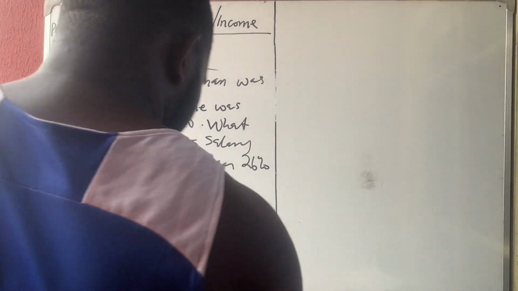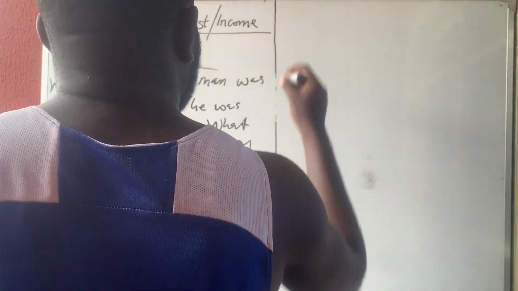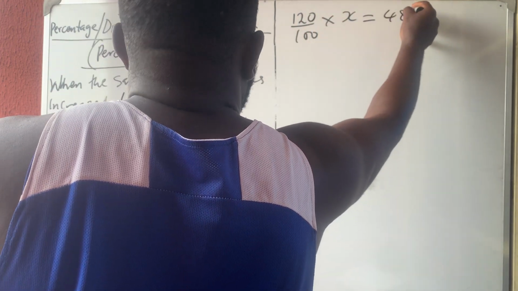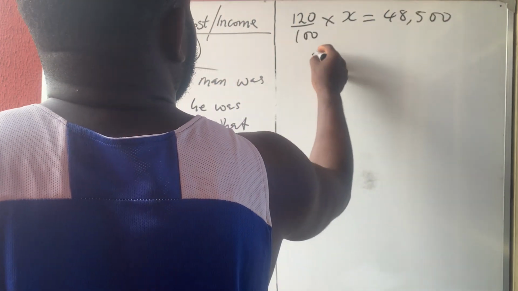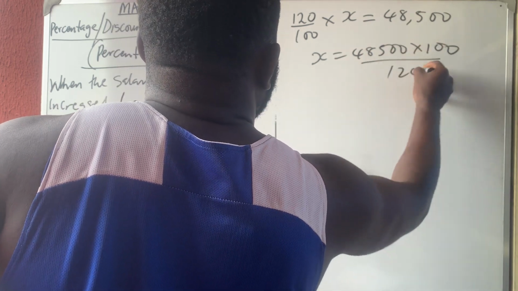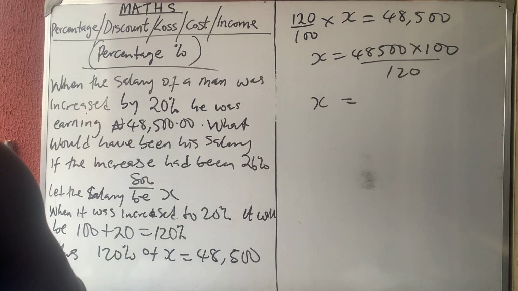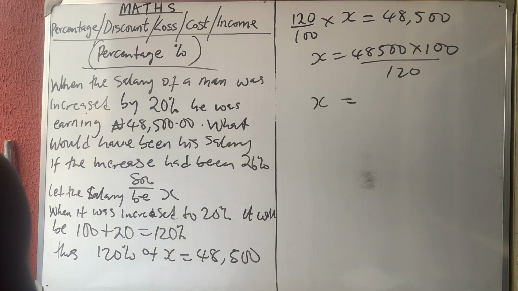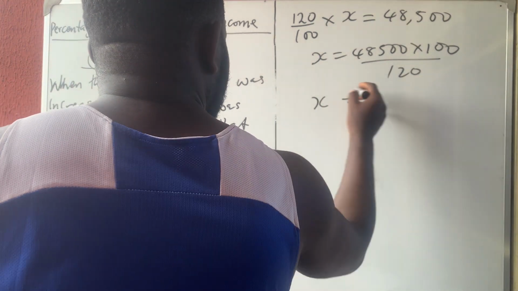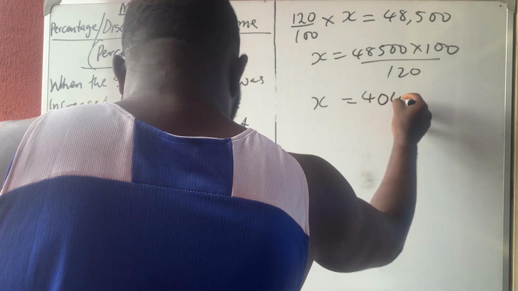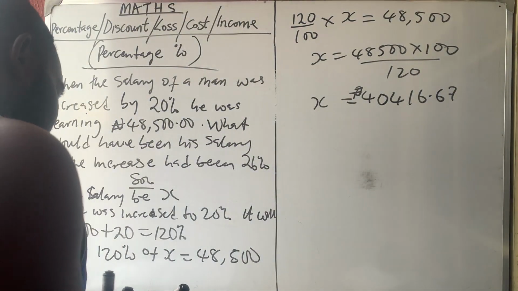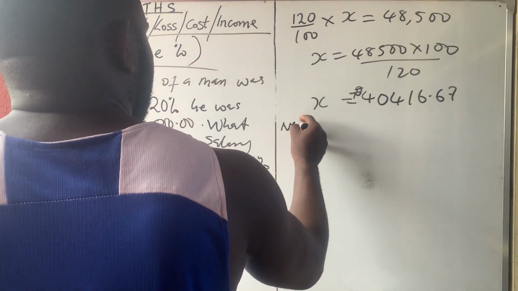So let us do the math. Don't forget that percentage is over 100. So we have 120 over 100 times x is equal to 48,500. So x will now be 48,500 times 100 divided by 120. So the normal amount this man was receiving is 40,416.67.